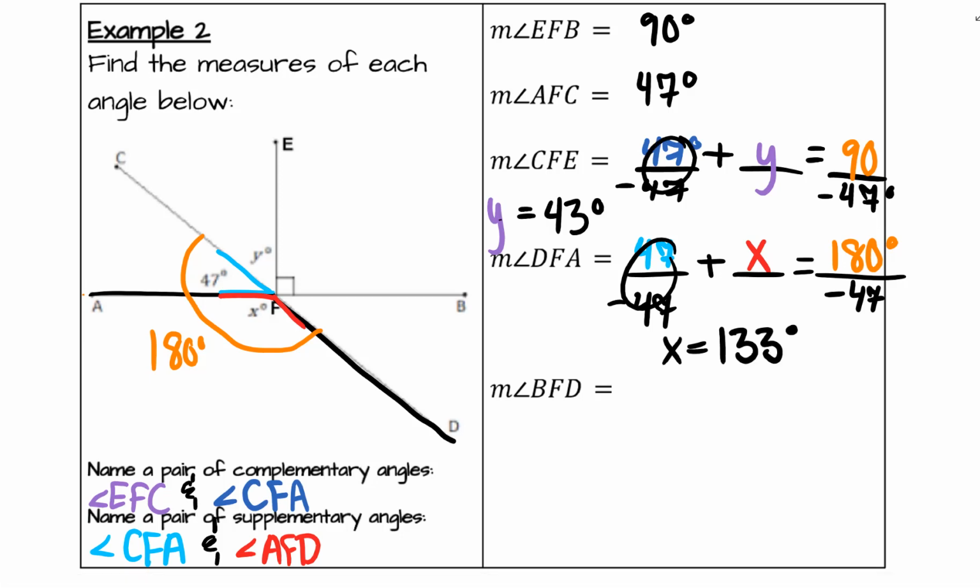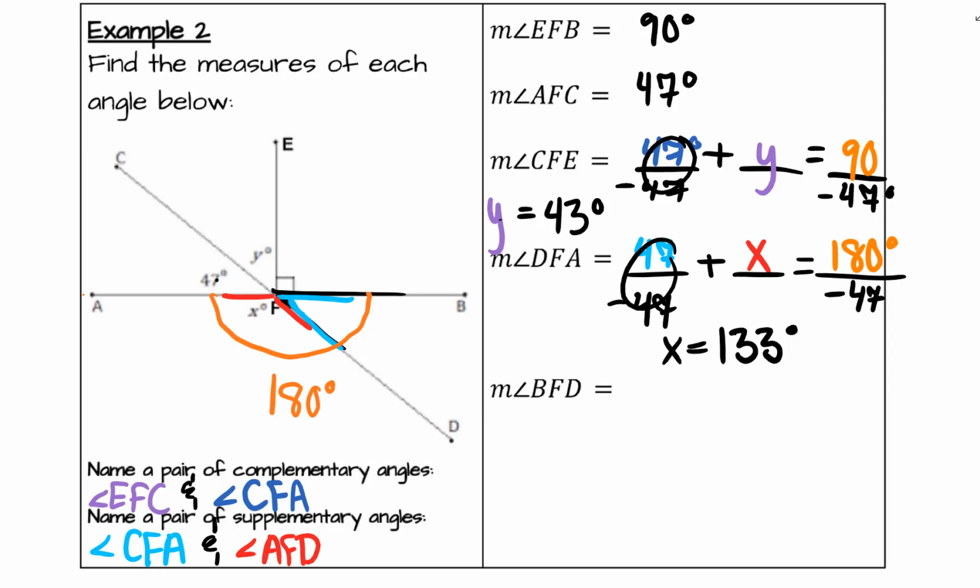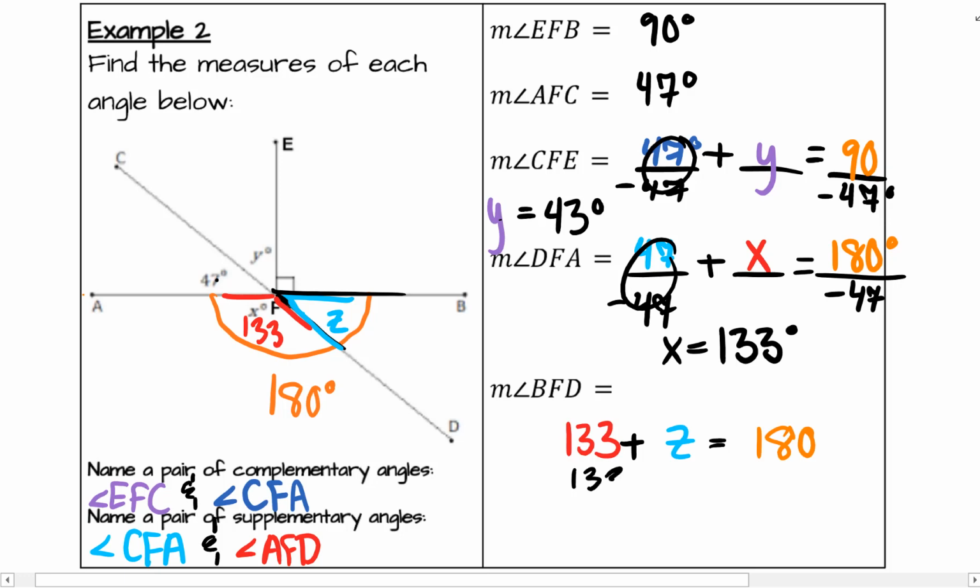The last angle measure we need to find is the measure of BFD. We talked about this before. BFD and DFA make up a straight angle. So if I take those parts and add them together, I will get the whole of 180 degrees. I'll call this angle Z, and we actually know the value of angle X. It's 133 degrees. Part plus part equals whole. To solve for Z, we'll subtract 133 on both sides, and that's equal to 47 degrees.